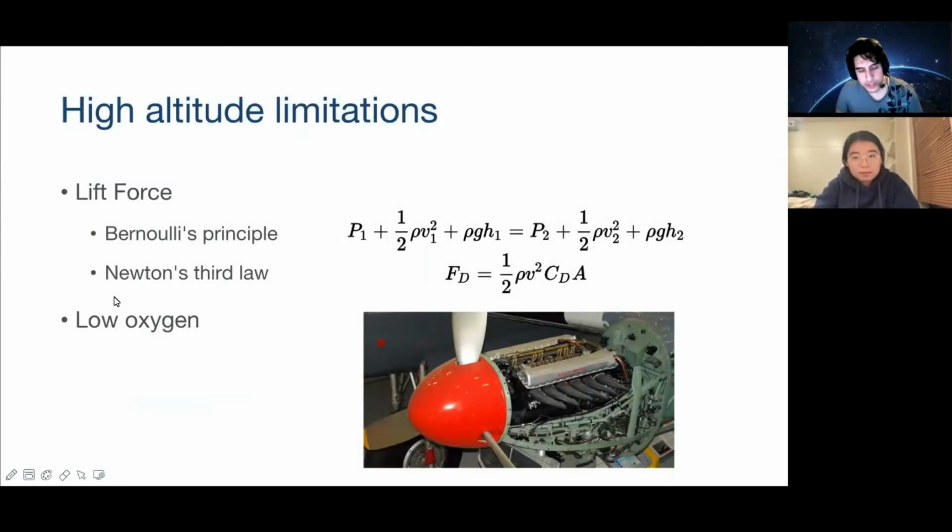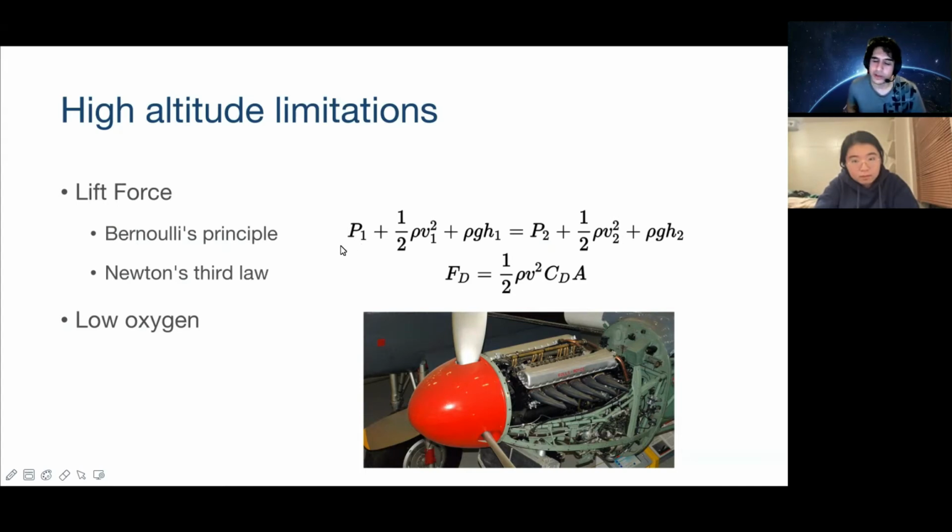So you might have this question: why can an airplane not fly too high? As we explained before, lift force is caused by Bernoulli's principle and Newton's third law. But if you look at Bernoulli's principle equation, you see density is a big part of it. So if you have low density, the difference between pressure below and above the wing is not going to be high enough to have enough force for the lift.